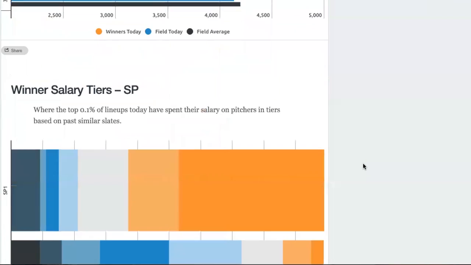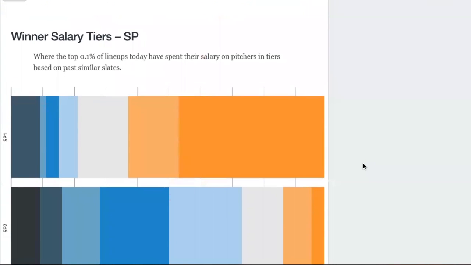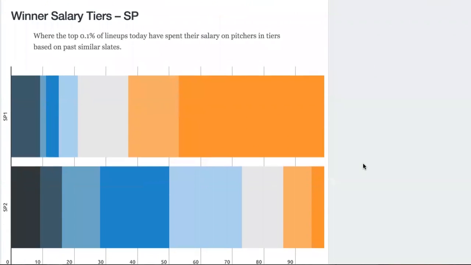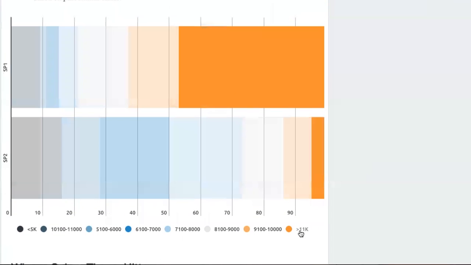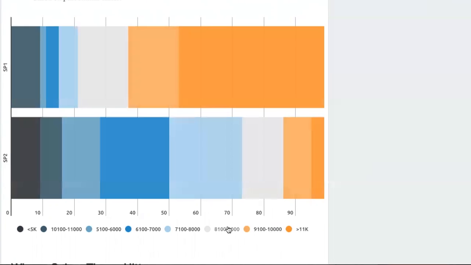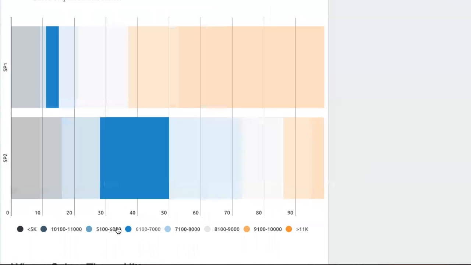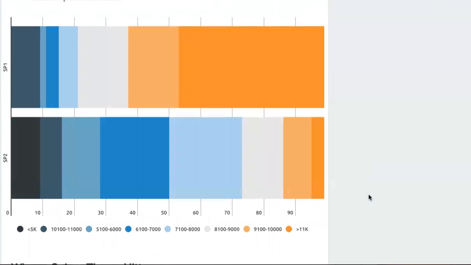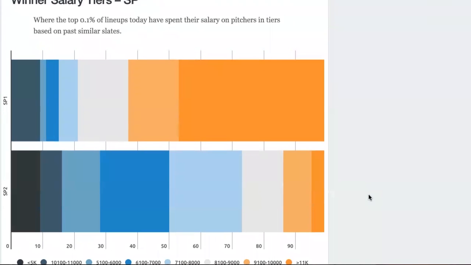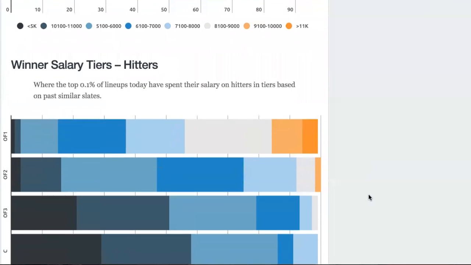And the last set of charts here is another way of visualizing salary tiers. So this is salary tiers for starting pitchers, and you can see each one of these tiers. So how often is someone a starting pitcher above 11,000, between 9 and 10, 8 and 9, and so on, all the way down. You can see all these different tiers here. So it gives you an idea of how the texture, and this is just purely based upon winners that we've seen from similar slates.